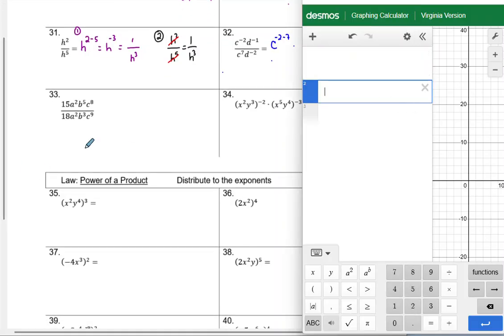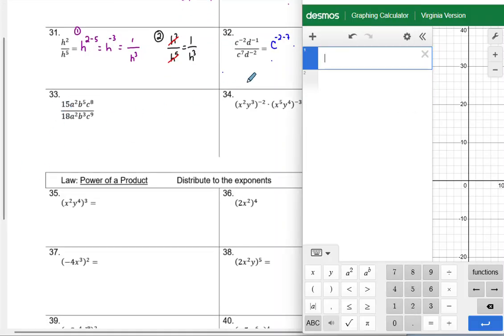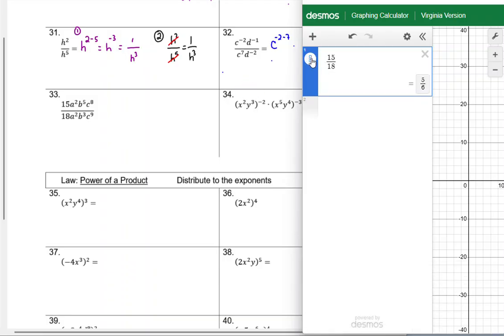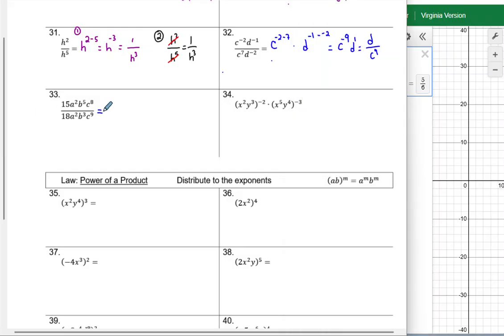All right, so the coefficients, you just do the traditional thing, those are getting divided. So let me put that in Desmos. 15 divided by 18, you get a decimal, just turn it back into a fraction, and it reduces down to 5 and 6. So that part's taken care of. 5 over 6.